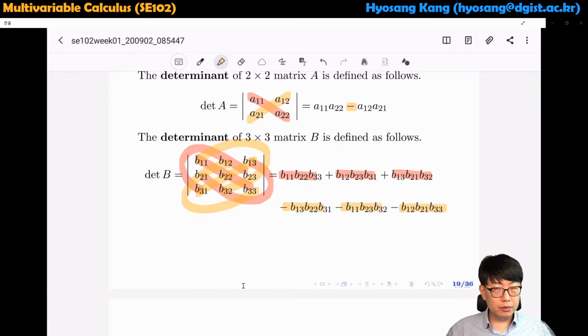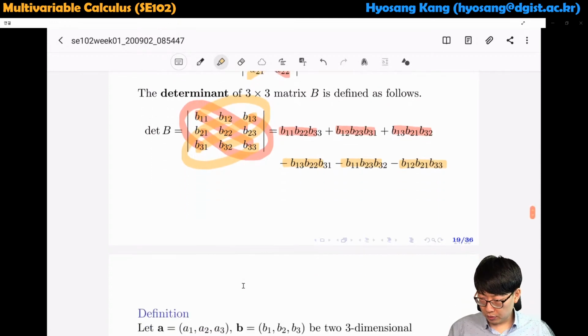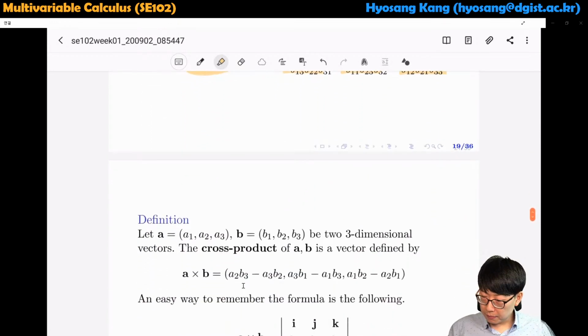This kind of rule for memorizing the determinant only applies up to size 3. When you get a 4x4 or 5x5 matrix, there are other rules, but not like this. But if you know how to get the determinant of 2x2 or 3x3 matrices, then you can inductively define the determinant of a general matrix. That will also be covered in linear algebra. We're not going to go deeper into that.